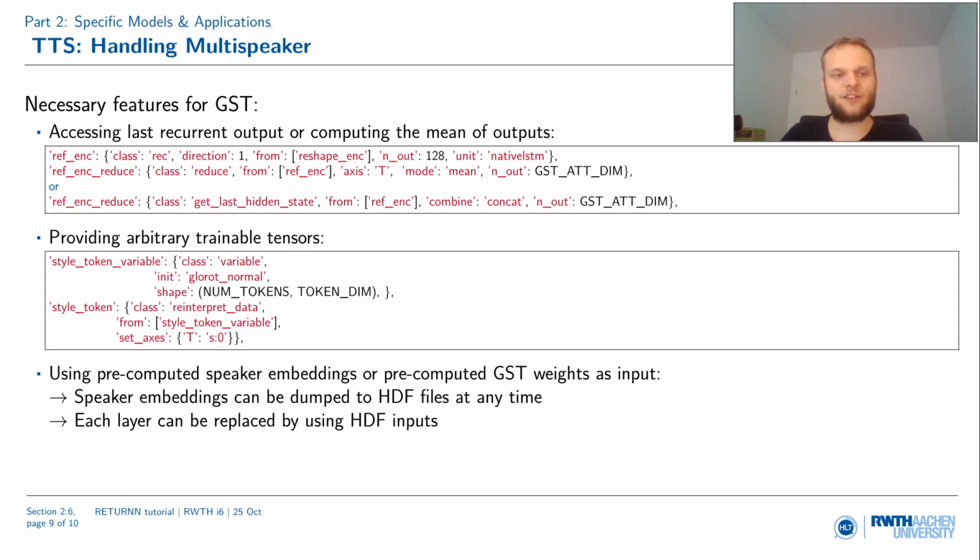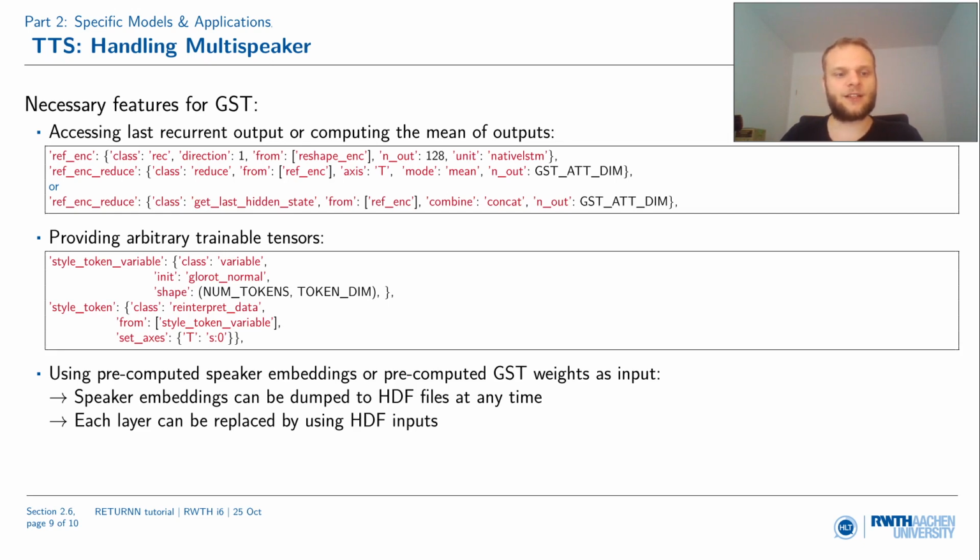So the benefit of having this type of layer definitions is that we can add the resulting speaker embedding at any point of the network. So we just can extend the from parameter to add the style embeddings to the encoder, the decoder, or the postnets, or wherever we want.